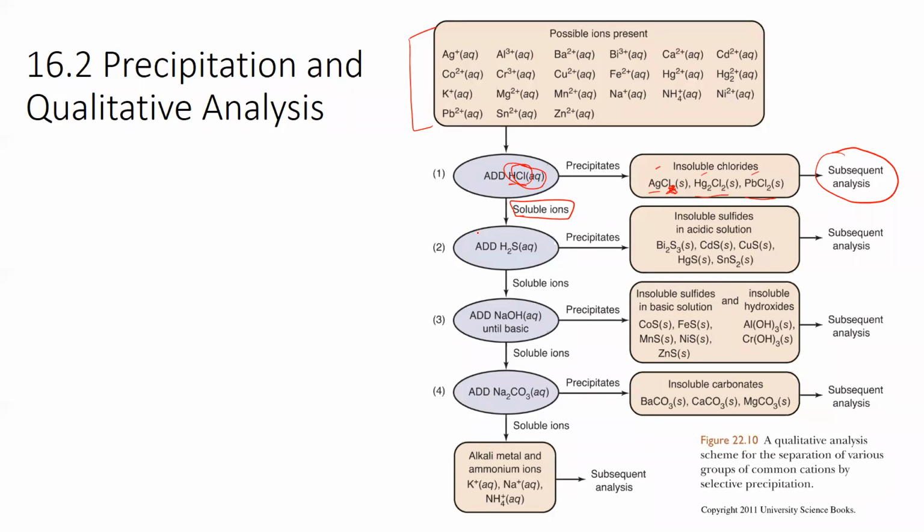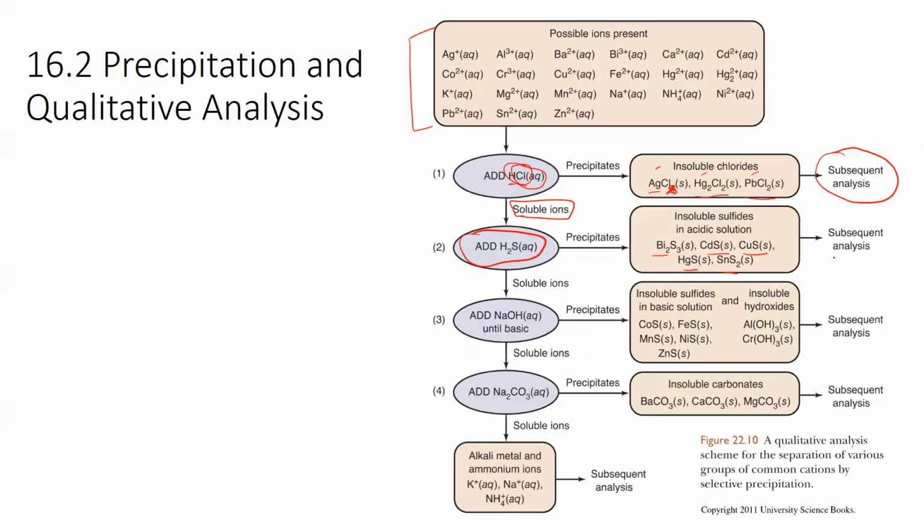And so then you can add the next thing, which is hydrosulfuric acid, H2S. That keeps the solution acidic, but the sulfide reacts with other things to form sulfide salts, which are insoluble. And so those would precipitate out of solution as sulfide salts. So you'd have bismuth or cadmium or copper or the mercury 2+ ion or tin 4.